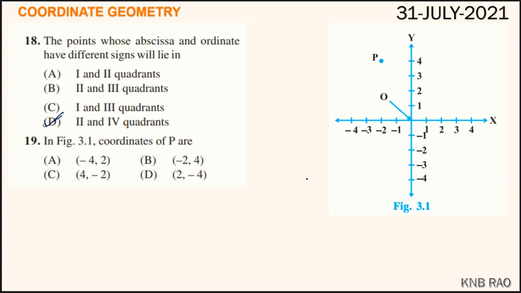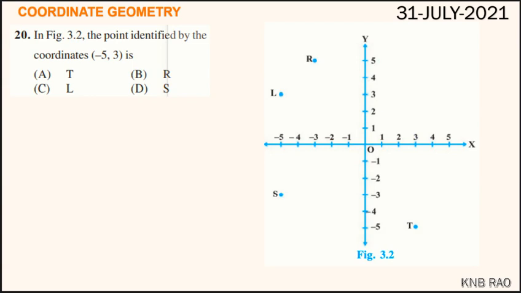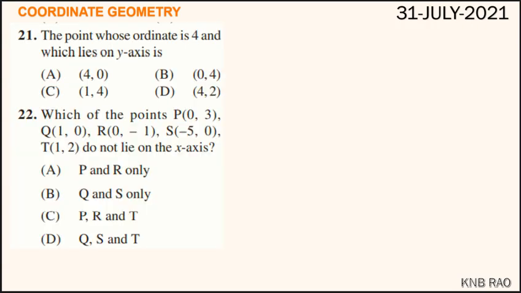In the figure 3.1, coordinates of P, very simple, -2 comma +4, -2 comma +4 is B. Right option is B. Coming to the question number 20. Question number 20, in figure 3.2, the point identified by the coordinates -5, 3. -5, 3 lies in second quadrant. This is the point -5, 3. So L represents that.